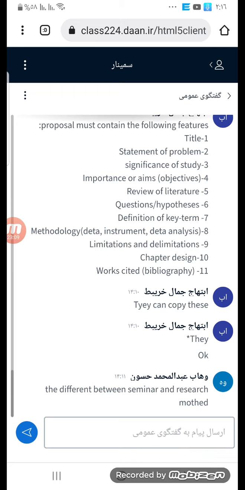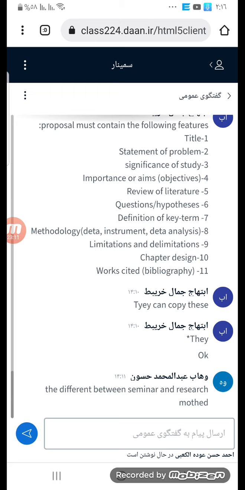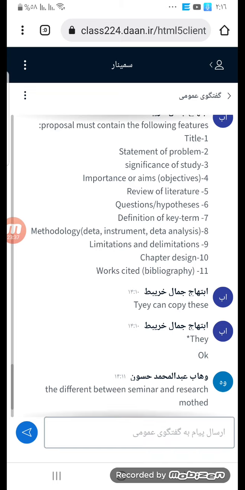These are the differences between the seminar and thesis, seminar and proposal. Now I asked you just to write a proposal for me. What does it mean? It means that for your thesis, you should have an outline, you should have the backbone of the thesis. So your proposal is the backbone, the first step of writing your thesis.